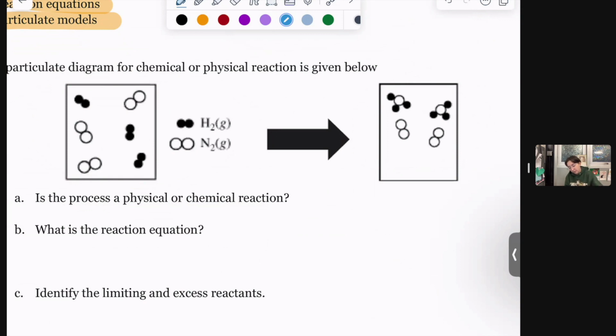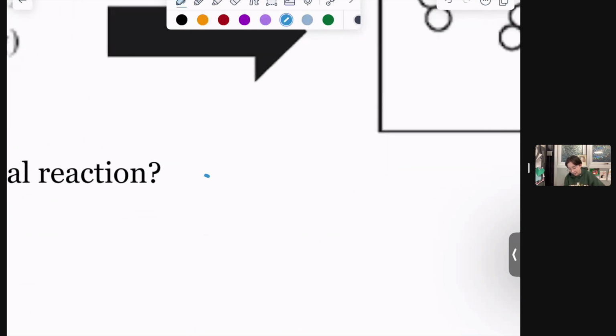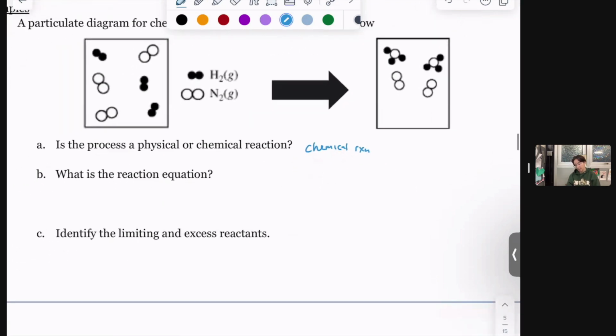So hopefully when you're looking at this, you notice these guys. In this box, I have the H2 and the N2, just 2 black dots and 2 white dots. But here, this is showing new molecules. The N is connected to the H instead of having 2 separate things. So I have made a completely new substance. I have new particles. So that's how I know that this is a chemical reaction, because I see that new compounds are made.